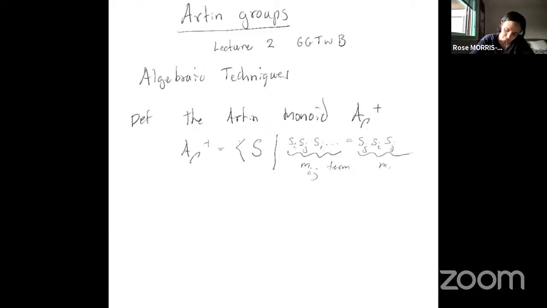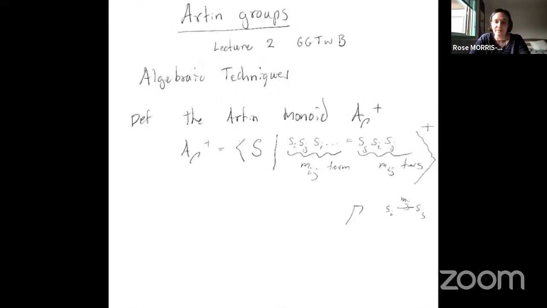This is m_ij terms, where in my graph gamma I had s_i and s_j, and m_ij was the label on the edge between these two. So this was the presentation for my Artin group that we learned about yesterday. One of the algebraic things we want to know about for learning about these groups is this monoid, which is just the monoid with the exact same presentation. So now I'm allowing words with positive powers of letters, and I've forgotten that the s_i are invertible elements.